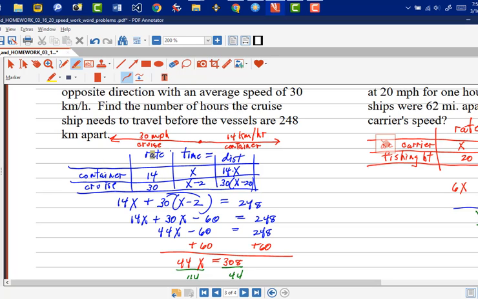So the key to all these problems is to set up this table with two rows, and rate times time is always equal to distance. So the container ship, you fill in the information you know. The container ship went 14 kilometers an hour for x hours, and the cruise ship went 30 kilometers an hour. Because he left 2 hours later, its time would be x minus 2. So then you multiply the rate times the time for each of them to get their distance, which is going to be 14x and 30 times x minus 2.